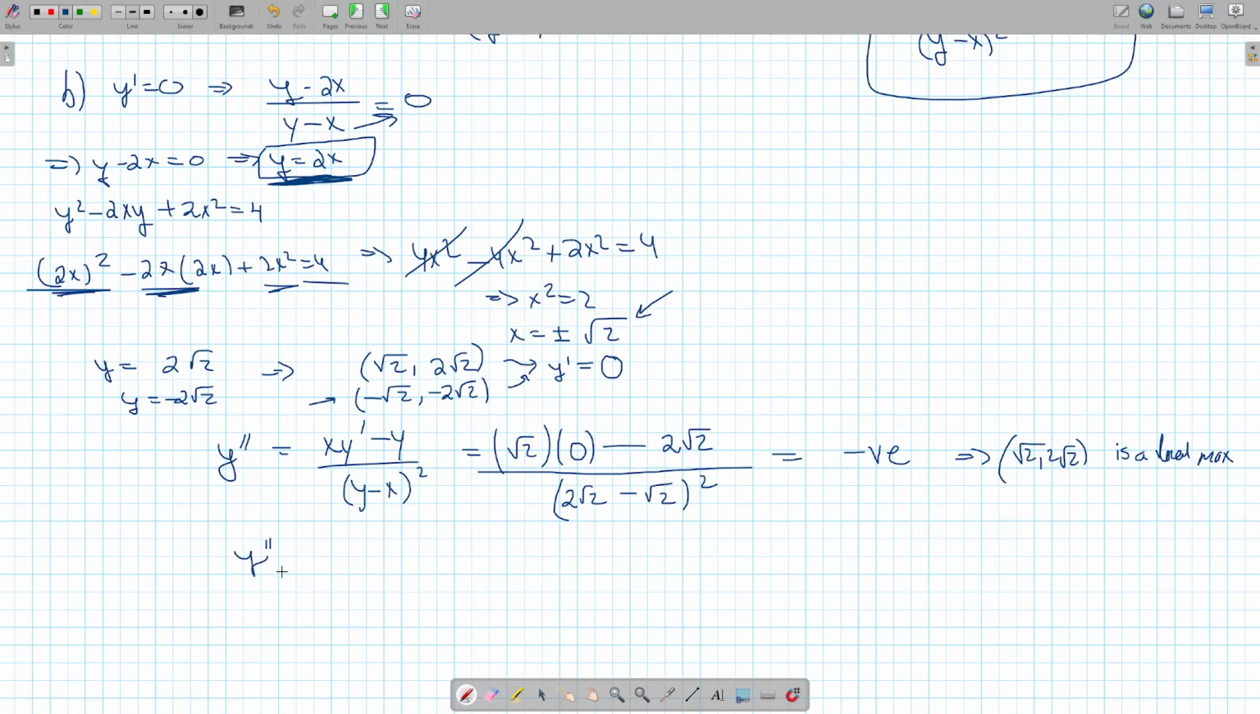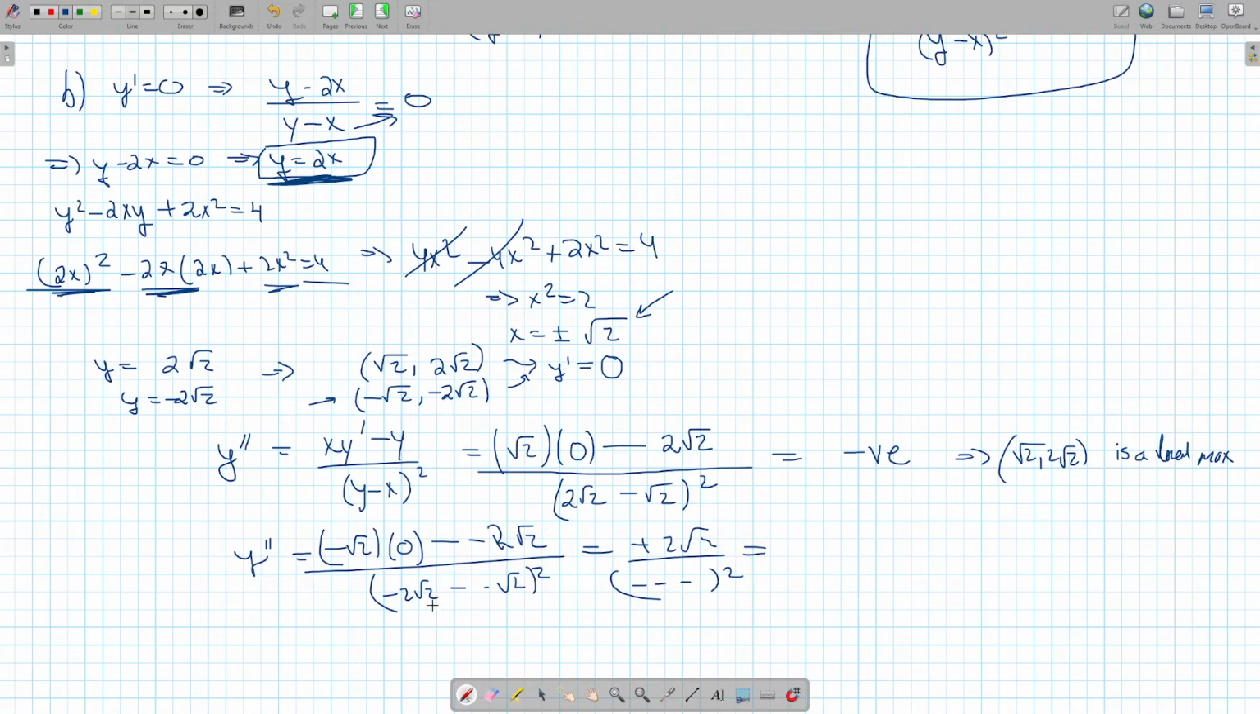So let's check the other one. Again, it's the same rule, (x y prime minus y) over (y minus x) squared. In this case, x is negative radical 2. y prime is still 0 because these are still turning points, and at turning points, y prime is always 0. Minus y, so minus (negative 2 radical 2), over (y minus x) squared, so negative 2 radical 2 minus negative radical 2, squared. Minus minus gets you plus 2 radical 2, and over here you get something squared. If you do this on your calculator, you're going to get a positive answer. If it's positive, that means this is a local minimum.